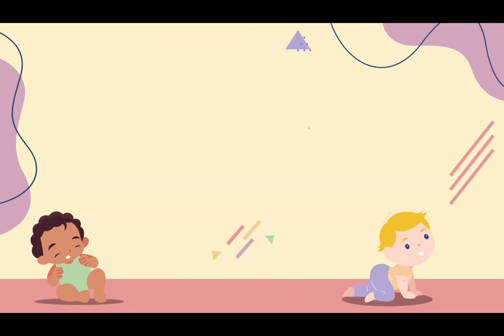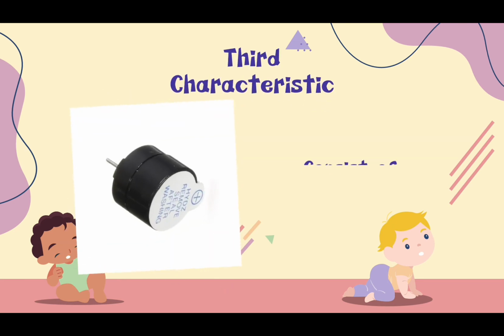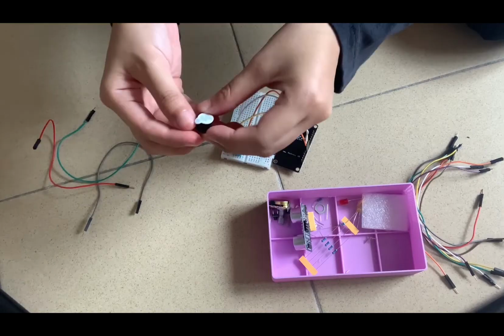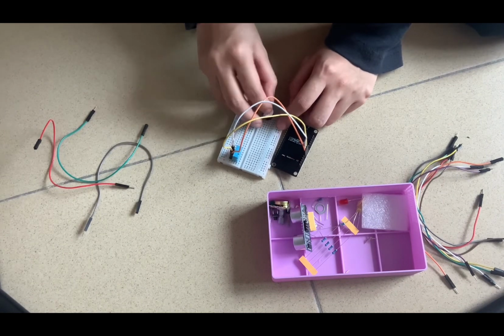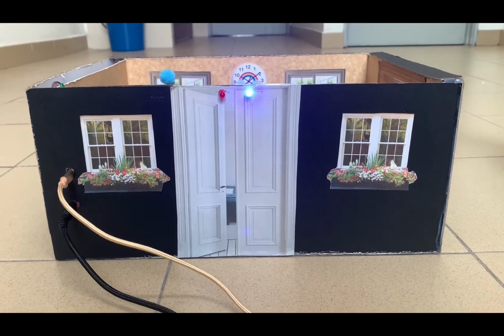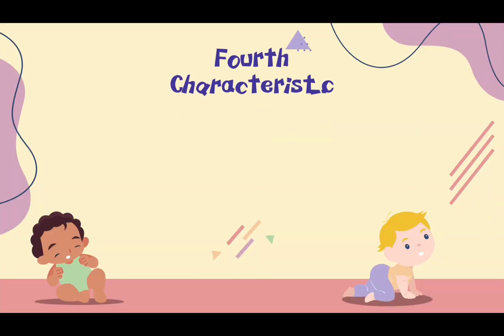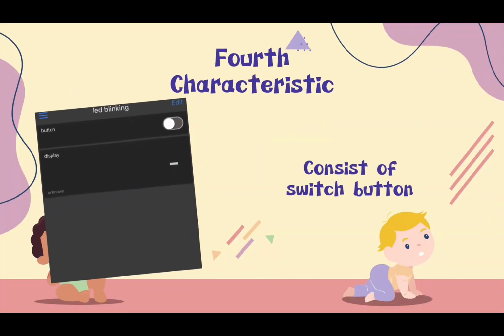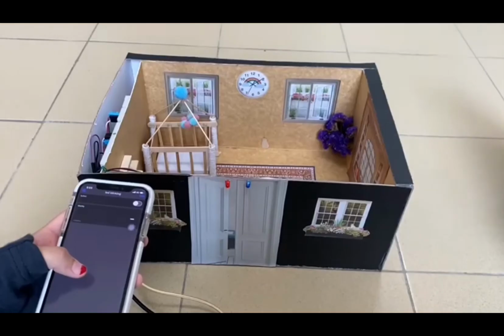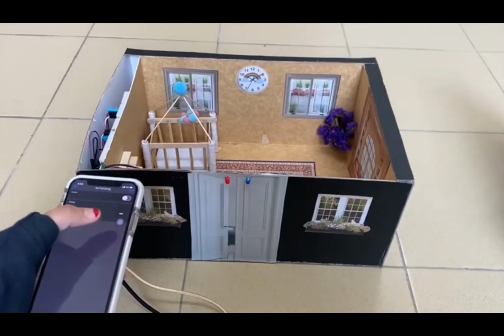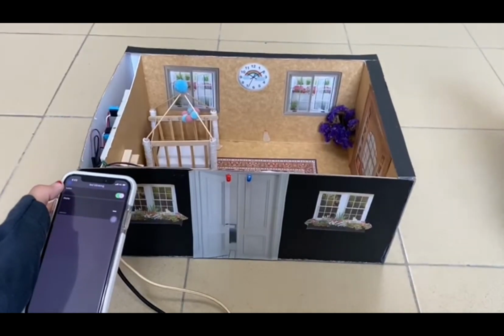Other than that, our product consists of a buzzer. When the temperature is too high or too low, the buzzer will make a sound to notify the parents in their house. Last characteristic of the selected product is it consists of a switch button from the IoT switch application. The switch button can help parents to control the sounds of the buzzer and the LED.